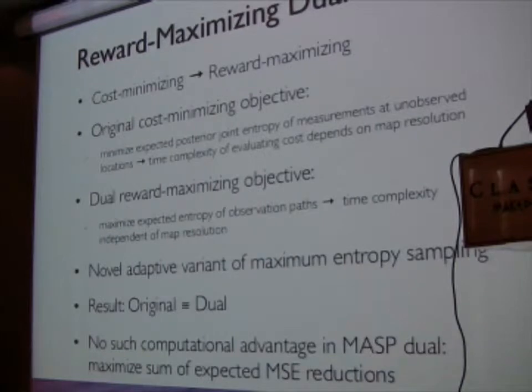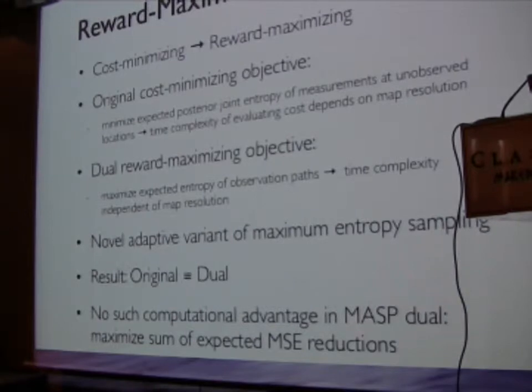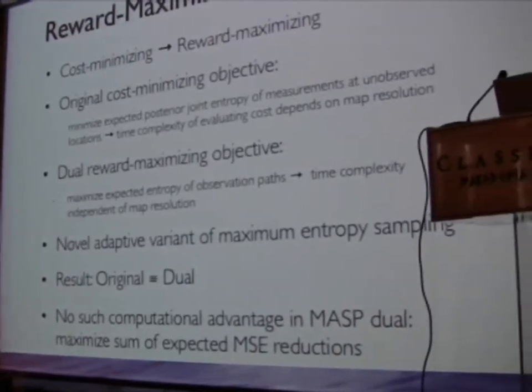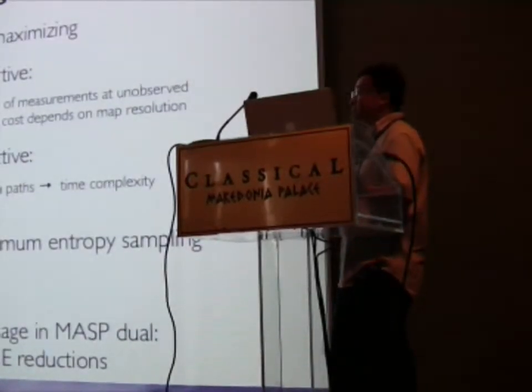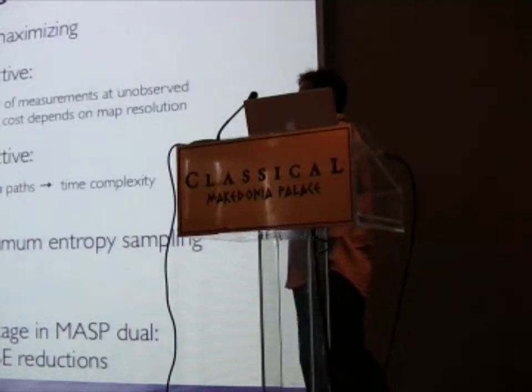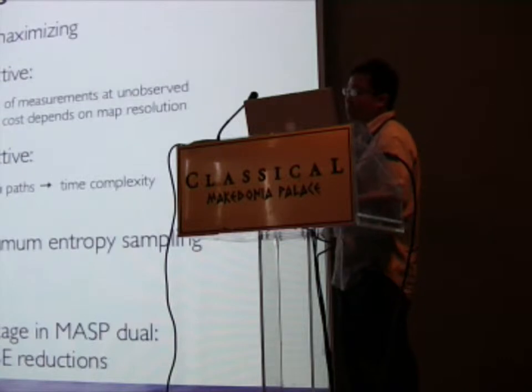And for those of you who know what is maximum entropy sampling, what I've come up with is a novel adaptive variant of the maximum entropy sampling. The other thing that I've shown in my paper is that the original cost minimizing objective is actually equivalent to the dual reward maximizing one. So what this means is that the two policies coincide, they are the same. And intuitively, how you show that is to make use of the chain rule of entropy repeatedly in the proof of induction.